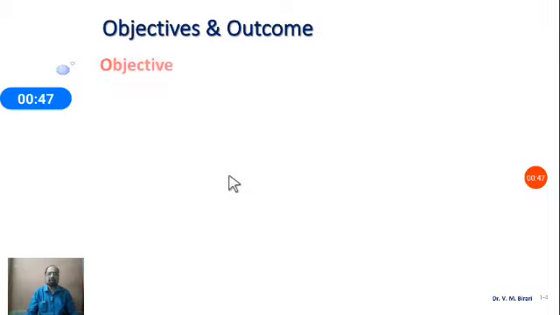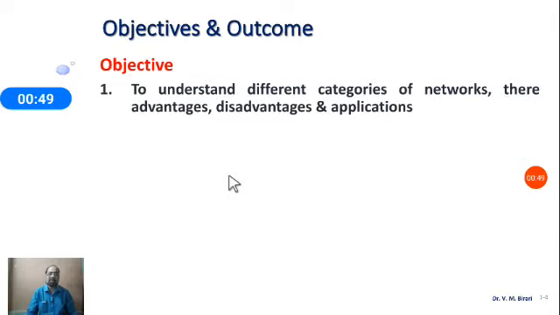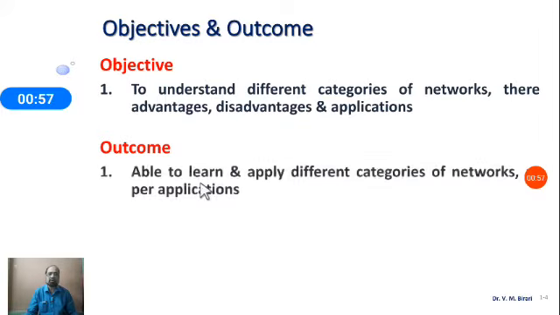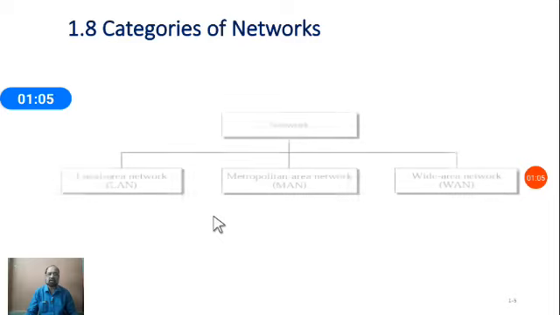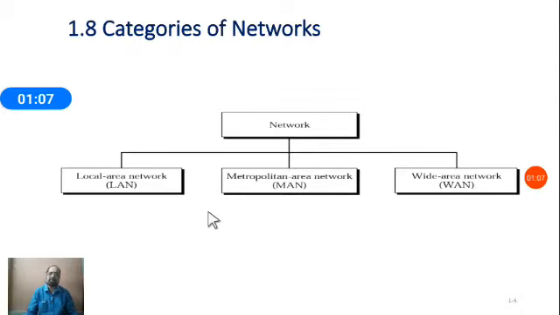Objectives: to understand the different categories of the networks, their advantages, disadvantages and applications. At the end of this session, you should be able to learn and apply different categories of the networks as per the application. So, categories of the networks. Basically, the networks are divided into three categories. First one is the LAN, second is the MAN, and the third one is the WAN. LAN means local area network, MAN means metropolitan area network, and WAN means wide area network.